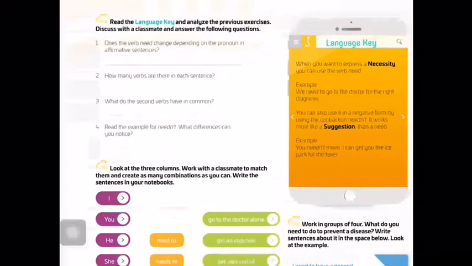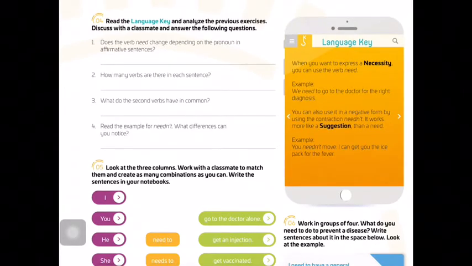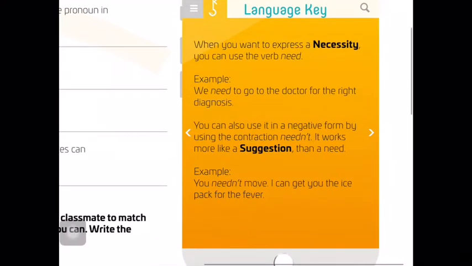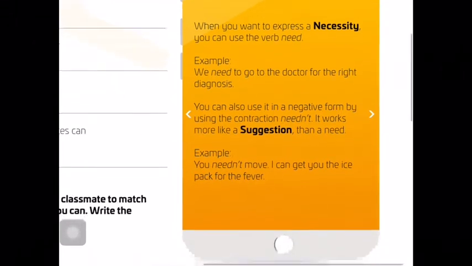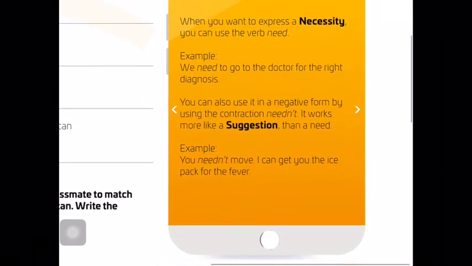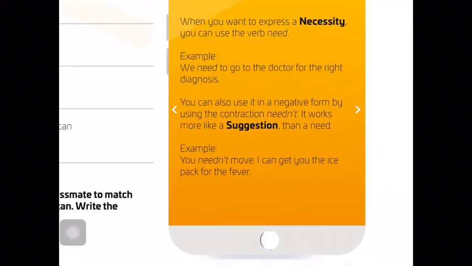Read the language key and analyze the previous exercises, discuss with classmates, and answer the following questions. This is the language key. When you want to express a necessity, you can use the verb need. A necessity. We need to go to the doctor for the right diagnosis. Okay? Need. We need to go. This is a necessity. You can also use it in a negative form by using the contraction needn't. It works more like a suggestion. When you use needn't, it is a suggestion.